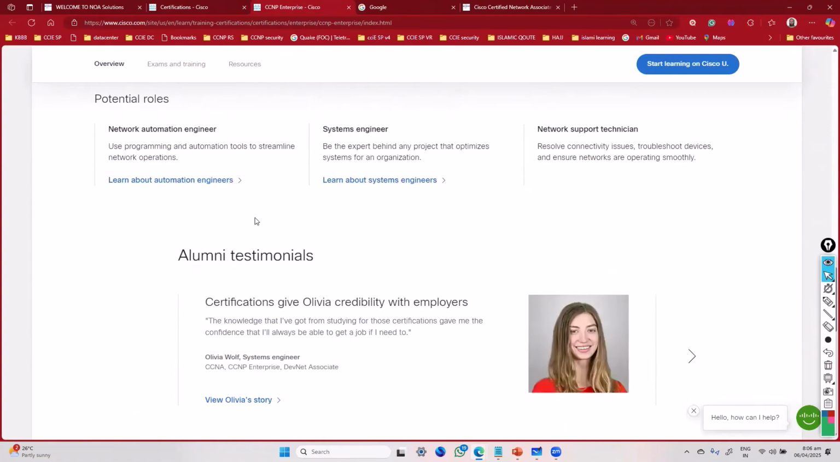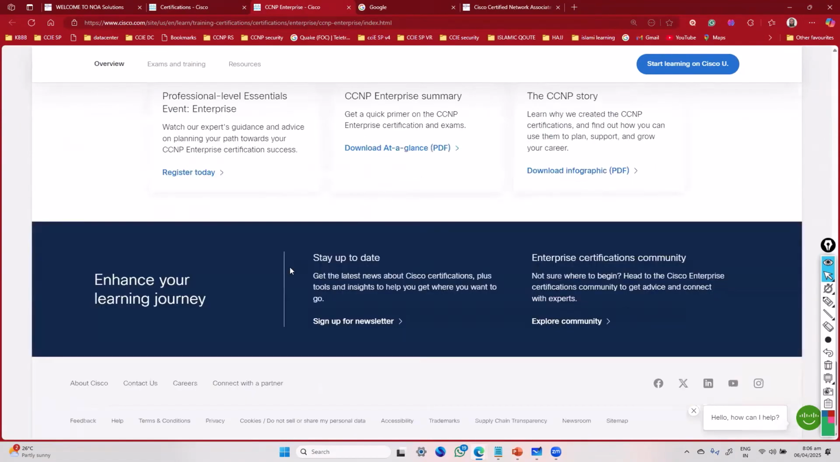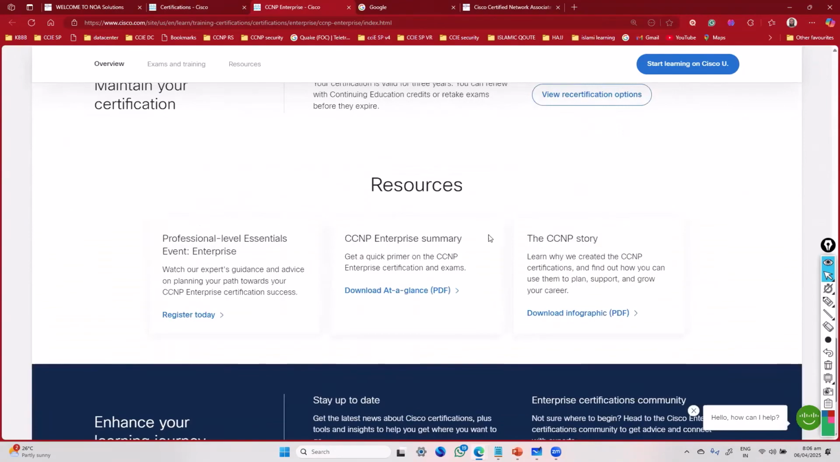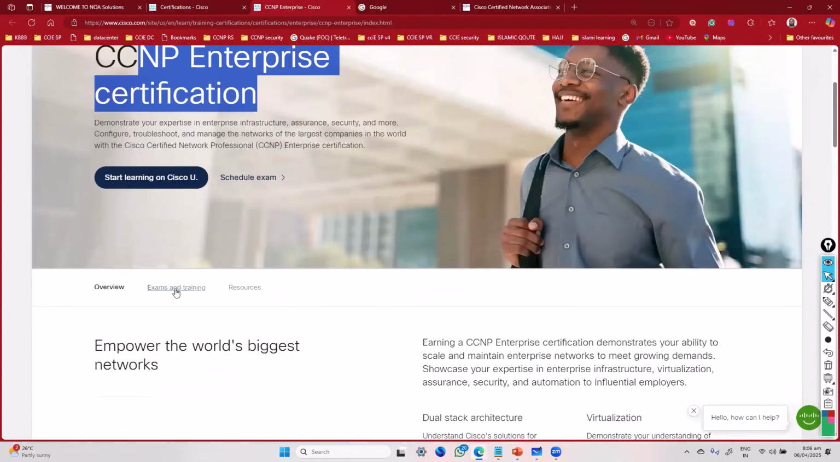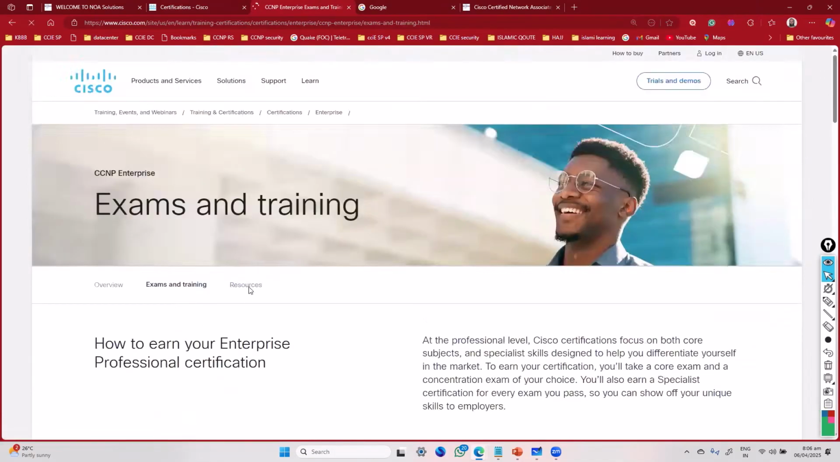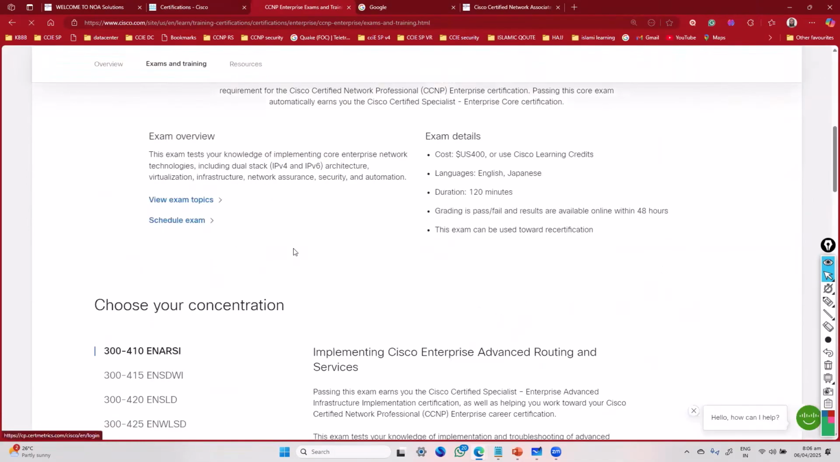Now, this is a place you will see. Now, potential roles, these are all the same thing in my opinion. So view the recertification options. So I'm looking out for the models. So events and the training. This is what you'll see.